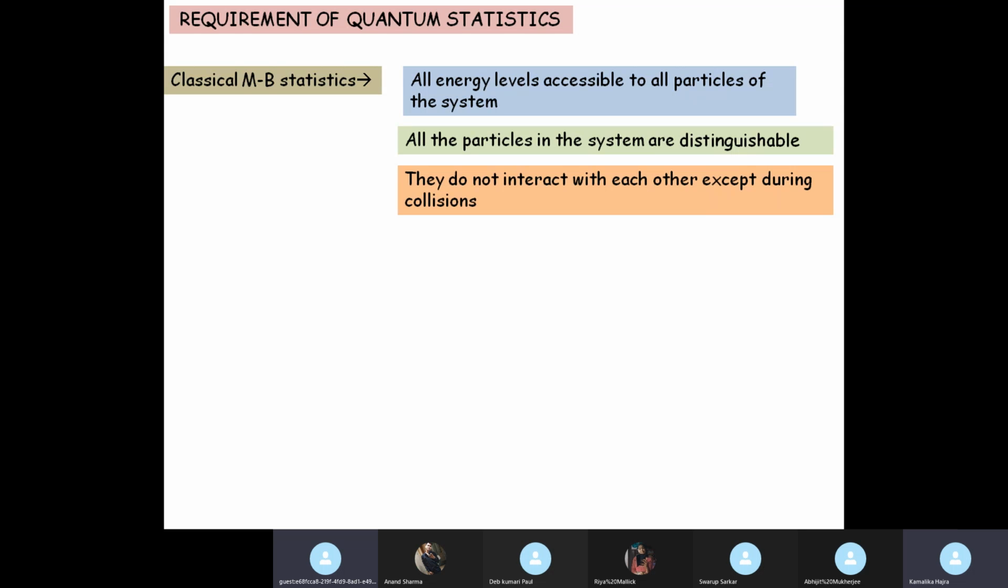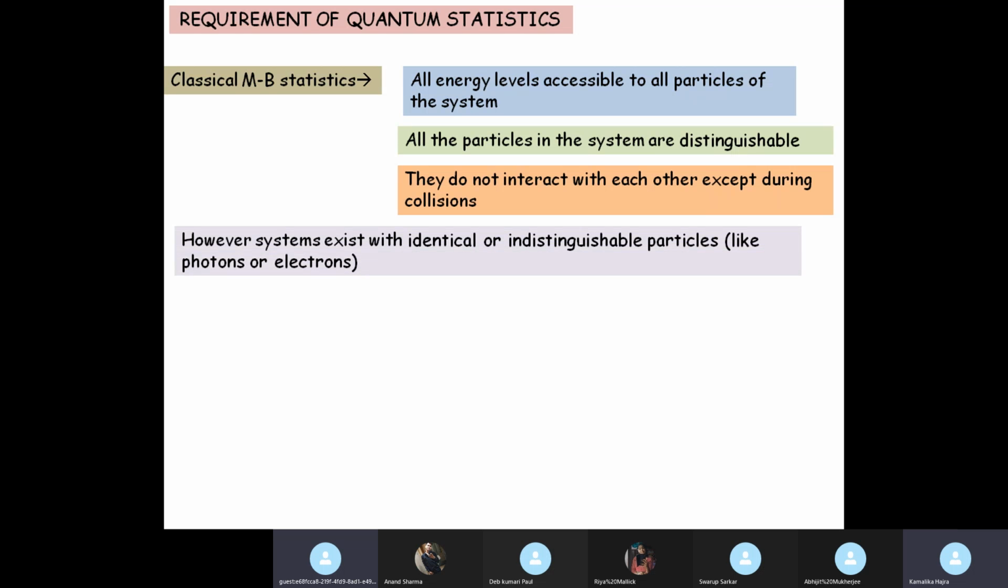I mean, that is also true for us. We just don't keep on interacting with each other during a class, for example, unless there is some special requirement. We require a pen, or we need the calculator, or something else. So it's only during a particular requirement, which in the case of particles is collisions, that they interact. But there are systems existing in which the particles cannot be distinguished from one another.